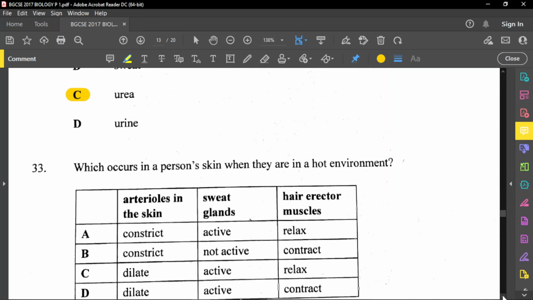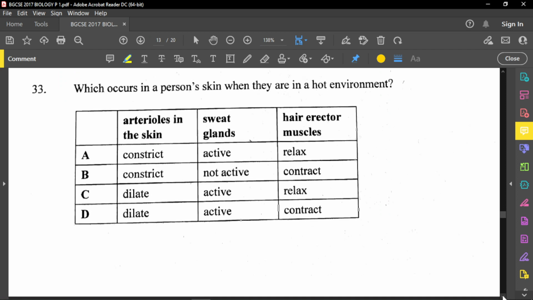All right. 33, it said, which occurs in a person's skin when they are in hot conditions? When you're hot, you want to lose heat. And so what will happen to the arterioles? They will dilate, which means they get wider and move closer to the skin to release heat.